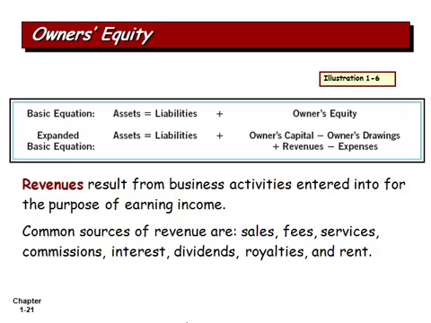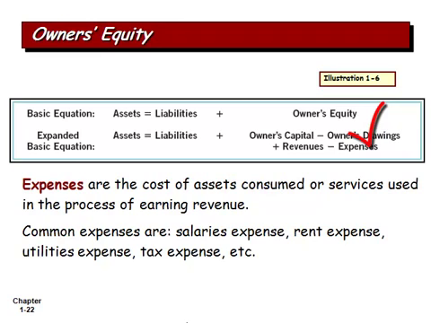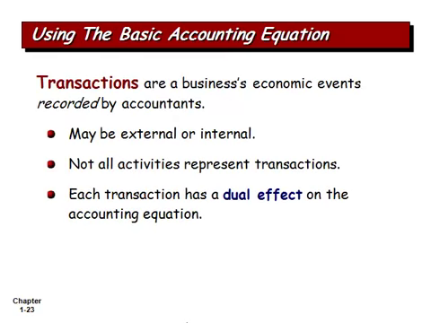And then here we expand our equation a little bit. So assets equal liabilities plus owner's equity. And then on the owner's equity side, we have capital minus owner's drawing. That would be things that the owner takes out of the business, plus revenues that the business has earned, minus expenses of the business. Expenses are the cost of producing the revenue. Common expenses here: salaries, rent, utilities, tax, advertising, and so on.